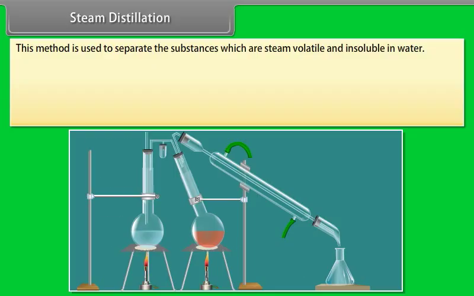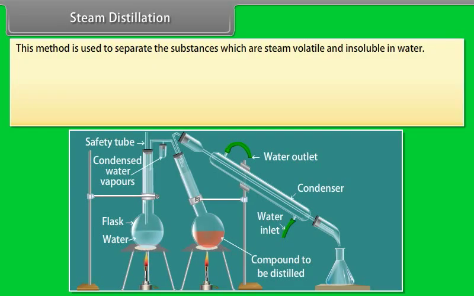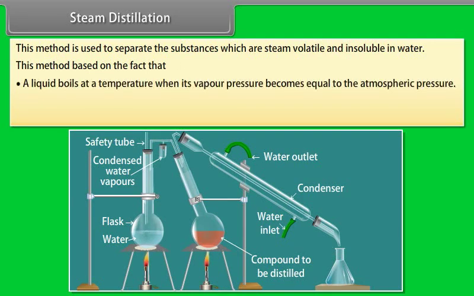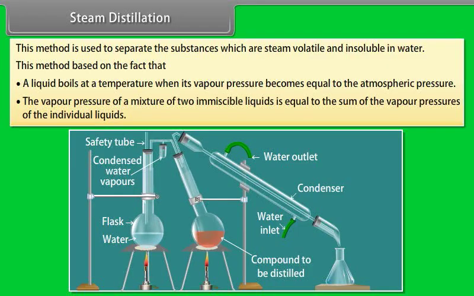Steam distillation. This method is used to separate the substances which are steam volatile and insoluble in water. This method is based on the fact that a liquid boils at a temperature when its vapor pressure becomes equal to the atmospheric pressure, and the vapor pressure of a mixture of two immiscible liquids is equal to the sum of the vapor pressures of the individual liquids.